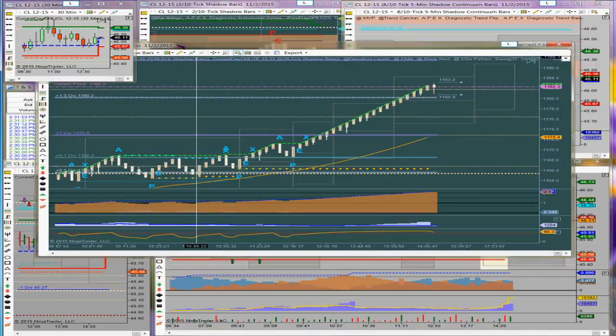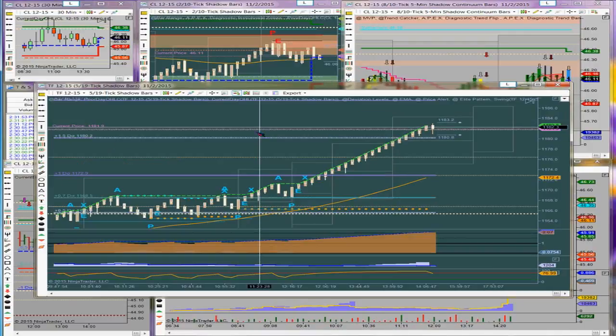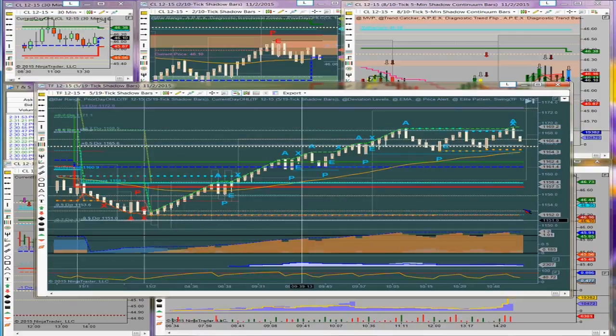Let's see. I don't know why that one's on top. I'll move it down here. But I don't take any trades right at 9:30 on these indices, because you don't really know what's going to happen, and you can get run over and flattened like a pancake real fast.